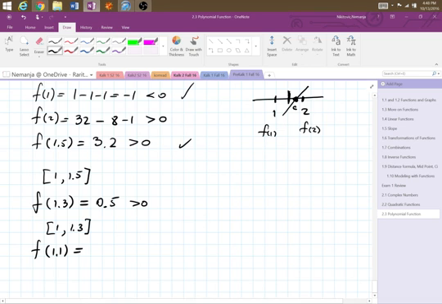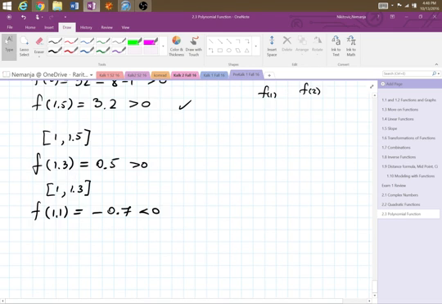1.1 raised to the 5 minus 1.1 raised to the 3 minus 1 is negative 0.7, less than 0. So now look, 1.3 is bigger than 0. This one is less than 0. That means that we zoomed in, it's between 1.1 and 1.3. So now you have to pick 1.2, and you will know the first decimal.